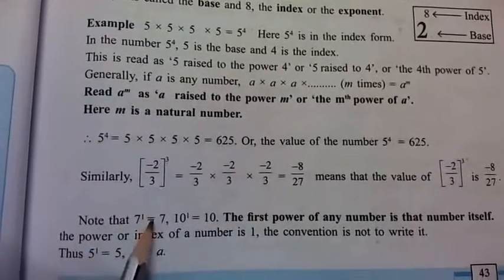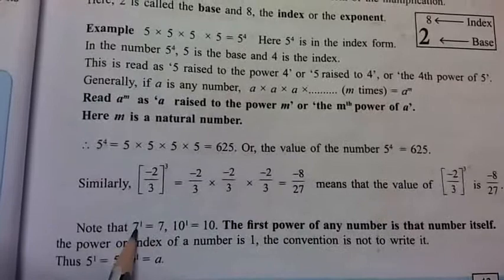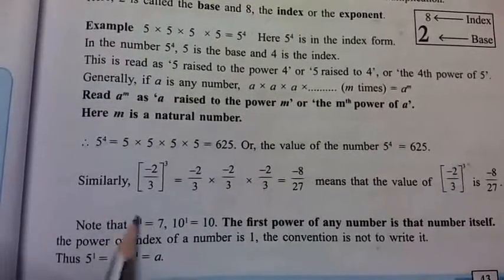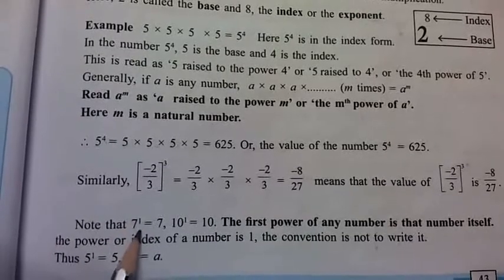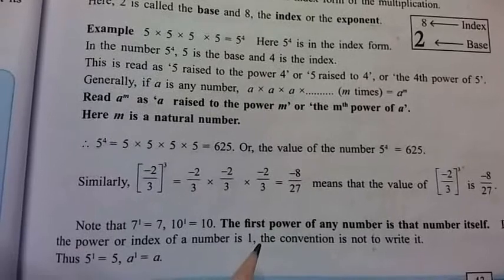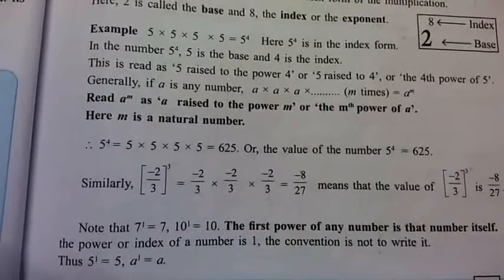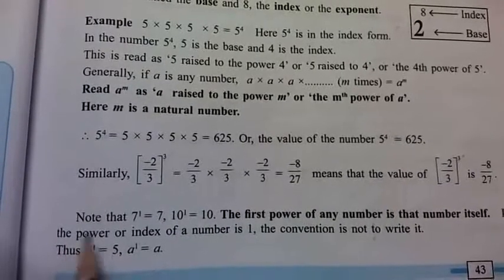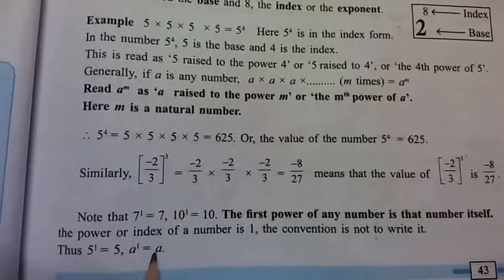Note that 7 raised to 1 is equal to 7. Means if the power is 1, then the answer is that number itself. The first power of any number is that number itself. See, similarly here 10 raised to 1 is equal to 10. 5 raised to 1 is equal to 5. A raised to 1 is equal to A.